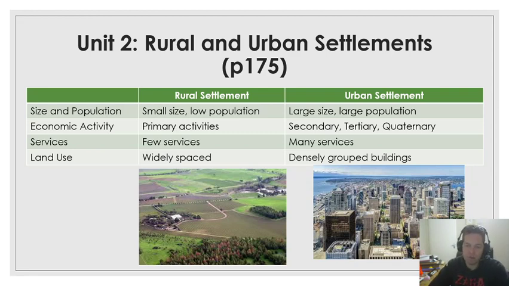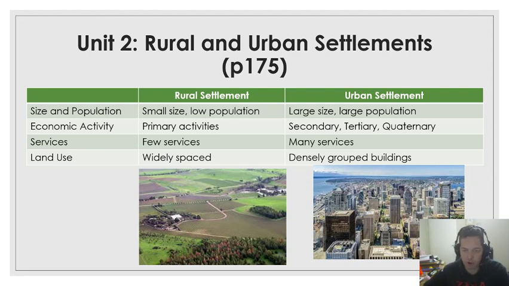Now if we switch our view to the urban settlements on the right hand side, there's a picture of a big city there. There are probably massive amounts of people in an urban area, and the urban area would be huge. Cities can be massive settlements that stretch for tens of kilometers, hundreds of kilometers in either direction. You can see in that picture that the buildings are very densely grouped together. There's a lot of them. They're very tall, and the area is very clustered and dense, which would mean there's a high population density as well.